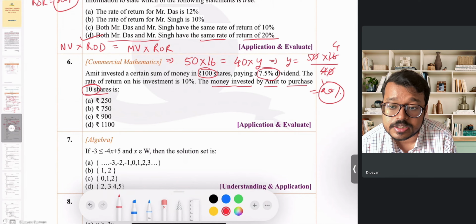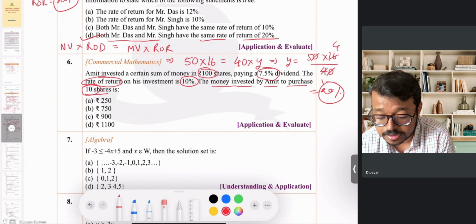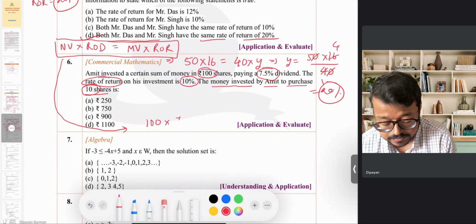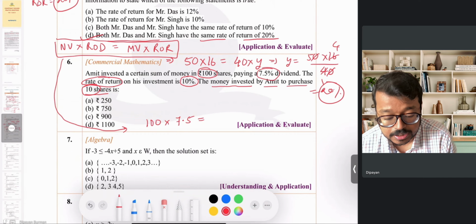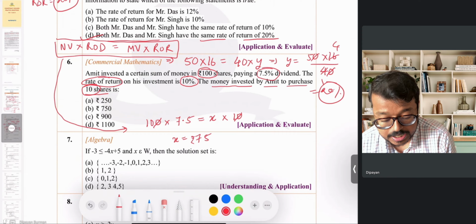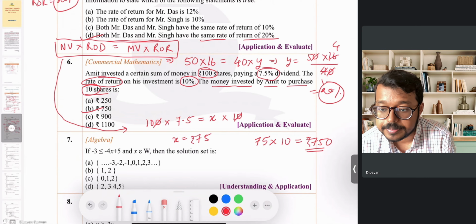7.5% dividend, the rate of dividend is given, and the rate of return is 10%. So I can again use the previous formula. In this question, nominal value 100 into rate of dividend 7.5 is equal to market value, which we don't know, so it's x, multiplied by rate of return, which is 10. So then your market value will be 75 rupees, and then the sum invested will be the market value 75 into number of shares, which is 10, which is 750 rupees, which is option B.